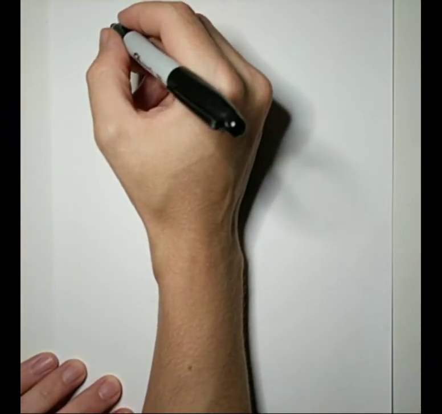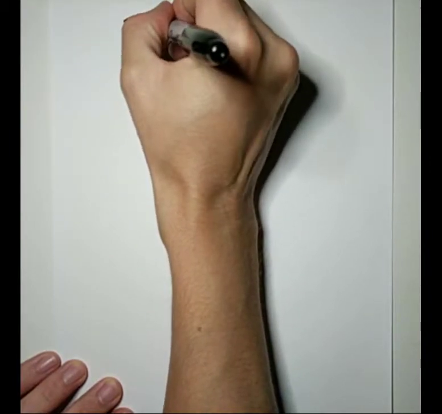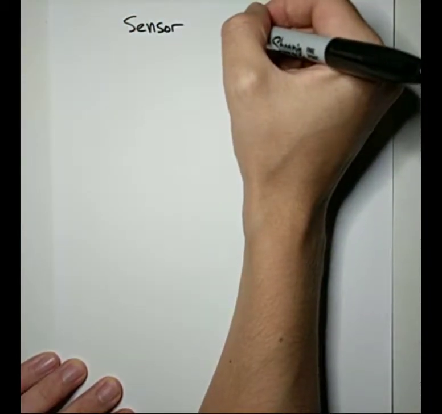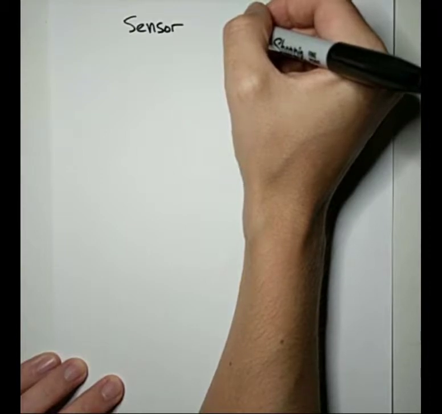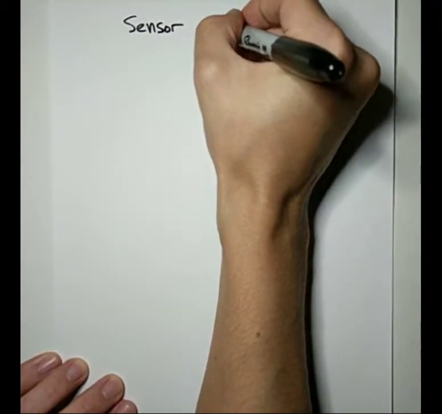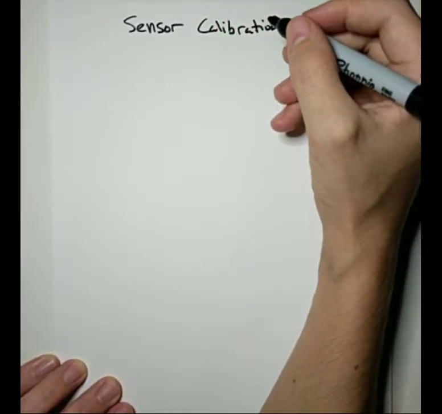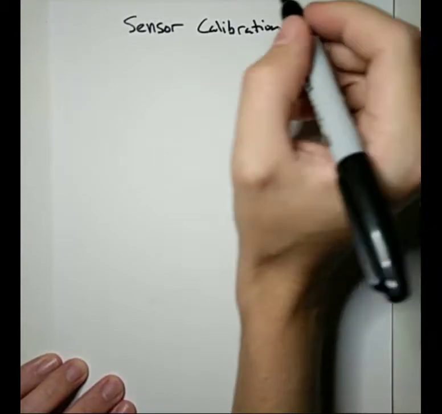Hi, this is Justin, and in this video I'm going to be going over a little bit about the sensors we'll be using in the flow calibration lab, and then a little bit about how uncertainty is calculated, how you perform a direct comparison calibration, and some of the things we'll be looking for in this lab report.